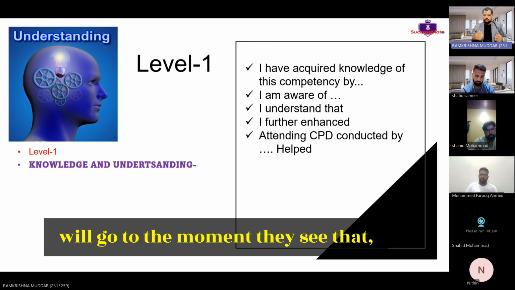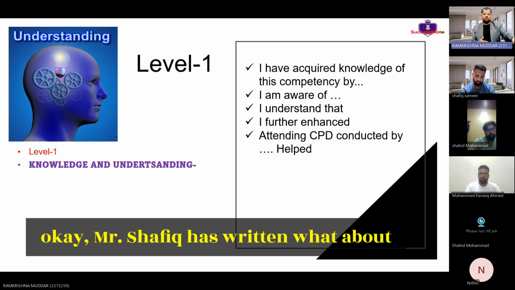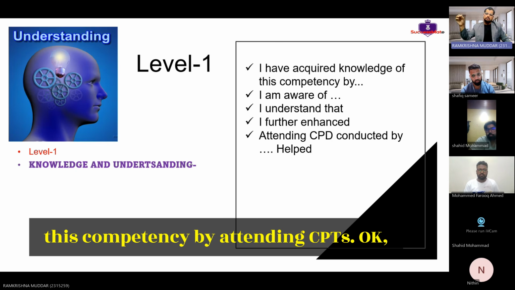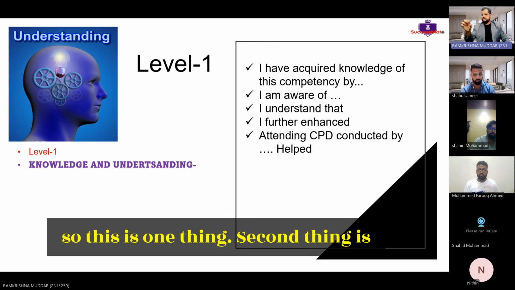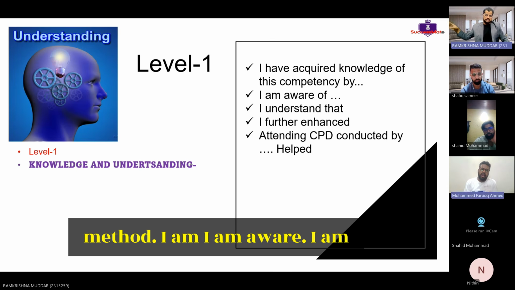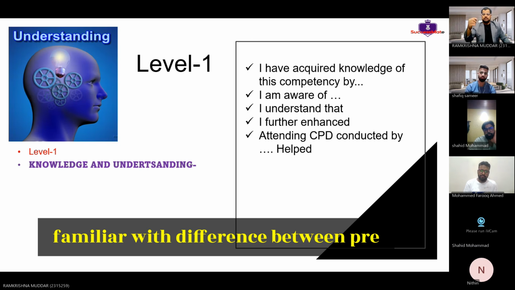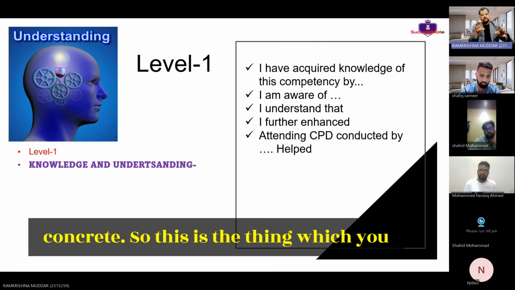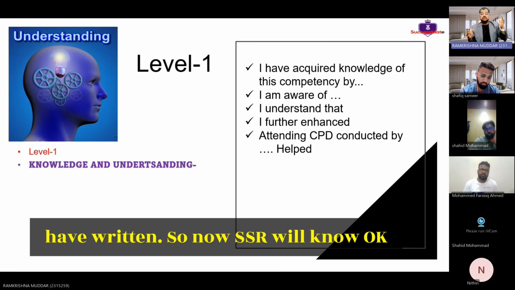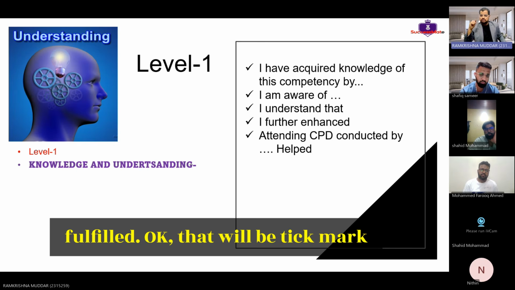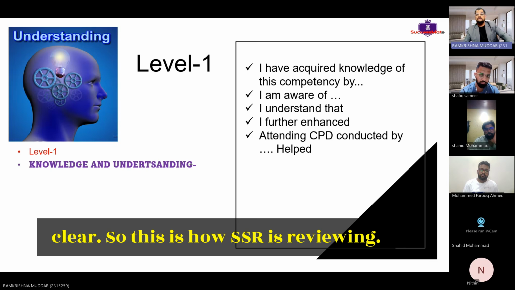So your document will go to them, and the moment they see that Mr. Shafiq has written about construction technology, I have acquired knowledge of this competency by attending CPDs, that is one thing. Second thing, he has written, I am aware of various demolition methods. I am familiar with the difference between pre-tension concrete and post-tension concrete. So this is what you have written. Now the assessor will know, okay, the level 1 criteria our Shafiq has fulfilled. That will be a tick mark. Clear, guys? So this is how the assessor is reviewing.